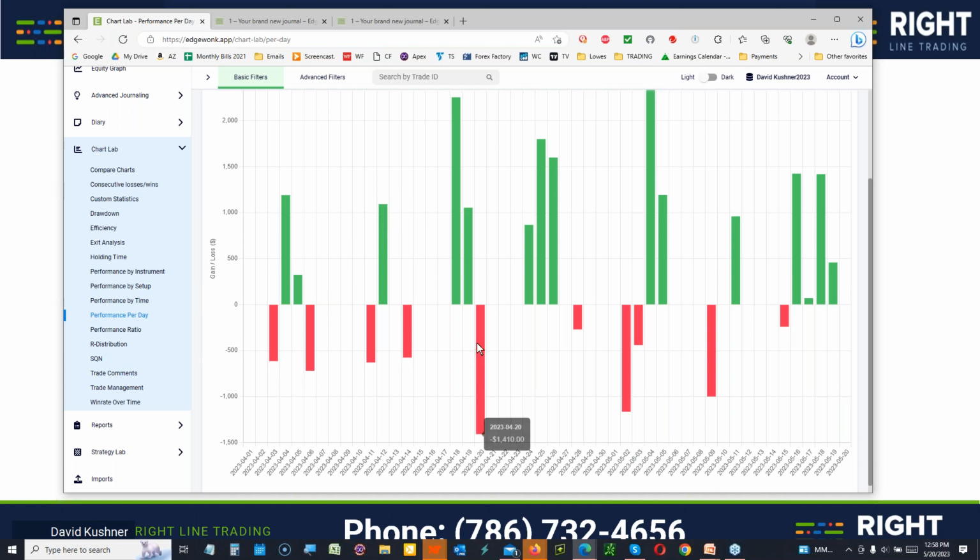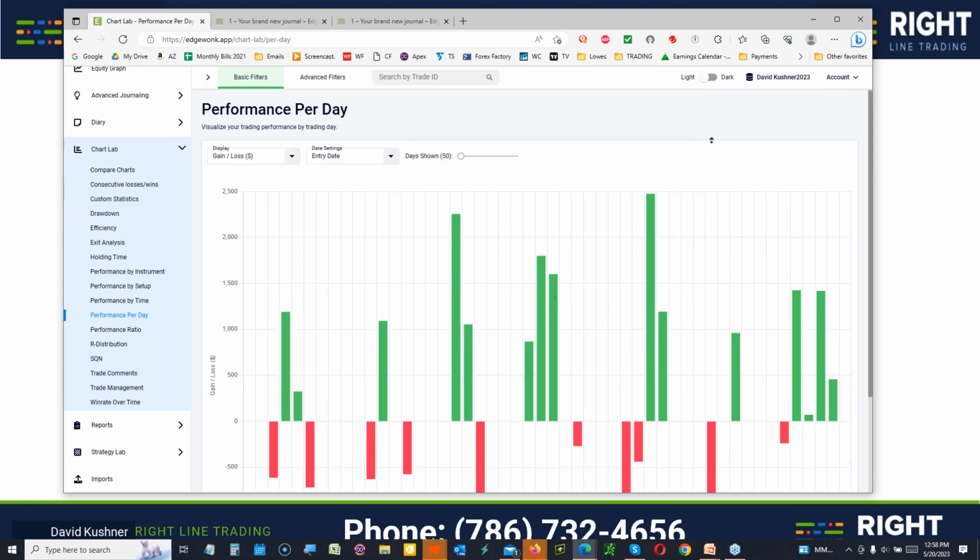This was a really bad losing day. I don't know what happened, but then we came right back and killed it the next week. We traded 3 out of 5 days, and we had 867, 1,800, 1,600, and then Friday we lost 270.